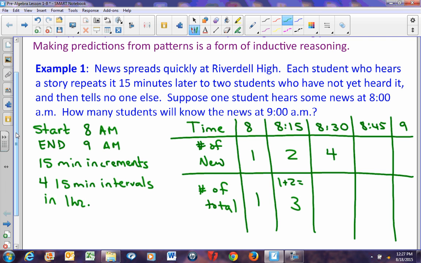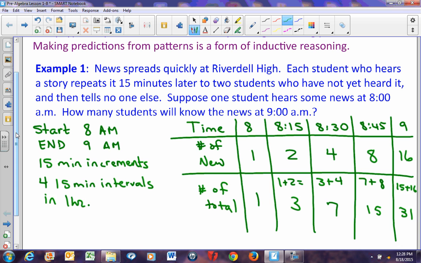So how many people know the story total? Well, there were 3 who knew it, now there are 4 more who know it, so now 7 people know the story. At 8:45, those 4 people each tell 2 people. 4 times 2 is 8, so 8 new people know the story, and 7 plus 8 equals 15 total people. At 9 a.m., those 8 people tell 2 new people each. 8 times 2 is 16, so there are 16 new people that know the story. And 15 plus 16 means that there are 31 students who know that story.